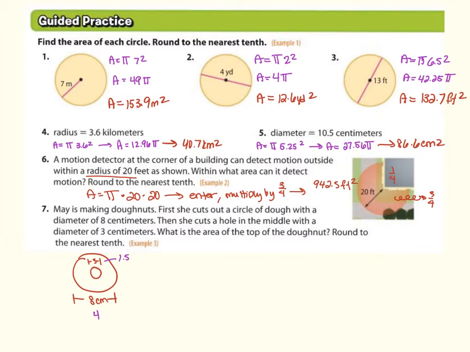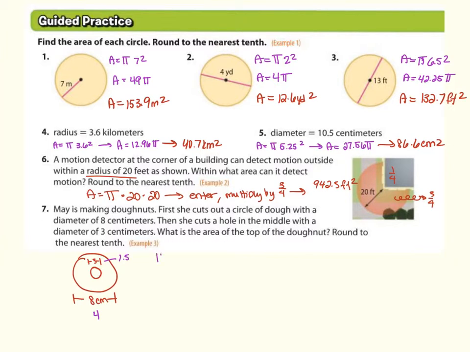All right, down to number 7. So we're talking about donuts. The actual donut is 8 centimeters wide. The hole in the middle is 3 centimeters wide. So basically, they gave you the diameter. I wrote down half the diameter, which is the radius, so that we can take the bigger circle and minus the smaller circle in the middle.